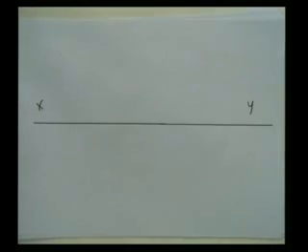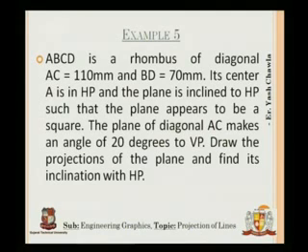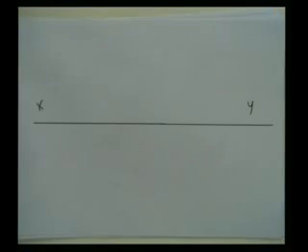Here is line XY. The first thing given in the question is that ABCD is a rhombus with diagonals, and it is in the center. A is in HP. So the points A, B, C, D will be on line XY. First of all, I'll draw the rhombus.